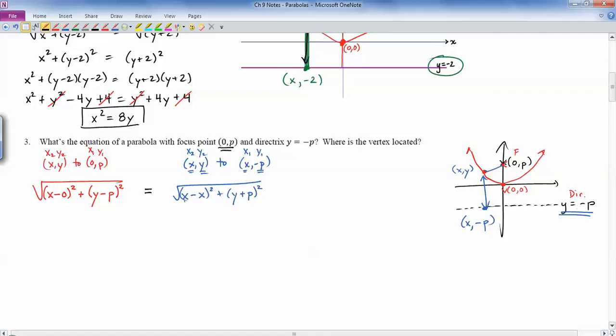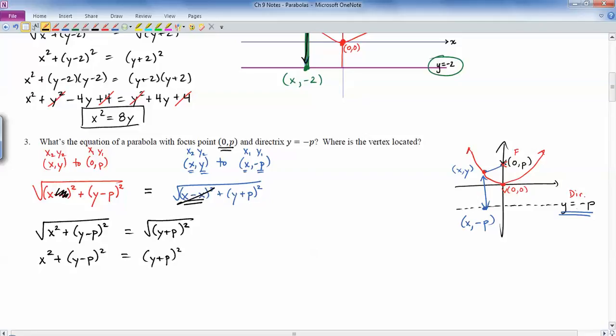Okay, now once again, we've got x minus x here, so that turns into 0. We've got a minus 0 inside this parenthesis, so we can just ignore it. And then if I rewrite this, we get square root of x squared plus y minus p all squared equals square root of y plus p squared. So now I'll square both sides and get rid of those roots.